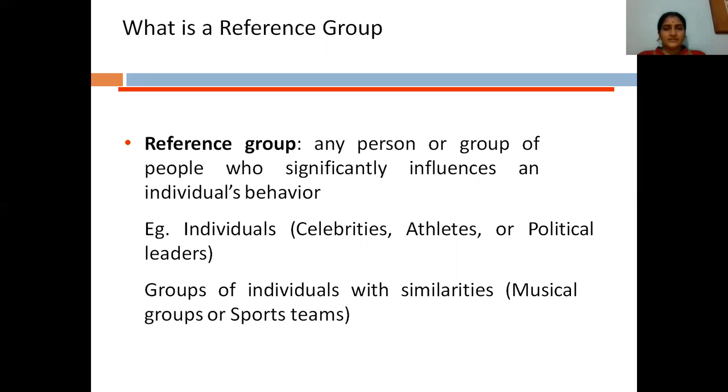Examples are celebrities, athletes, political leaders, or anything it might be. If I want to buy a particular product, I may have seen an advertisement on TV where a particular celebrity is promoting the product. When I go to the market to buy that product, I will remember that celebrity's advertisement and take my decision: oh, he was using this product, I'll also buy it. This is called a reference group. It is how they are influencing my behavior, or a particular individual's behavior.